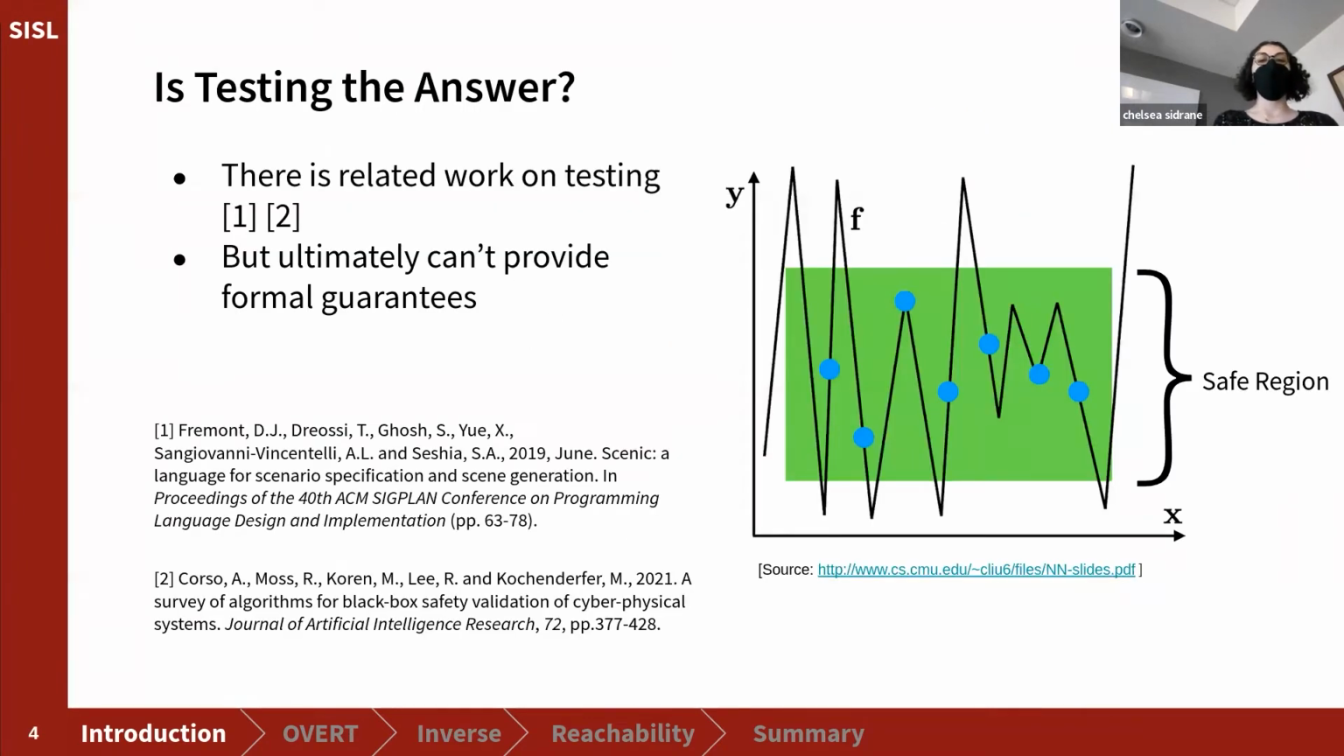There's a lot of work that uses testing to find failures in neural networks and other black box systems. And while it can provide important information about whether a system generally behaves as expected, like for example, if this function here generally lies within the green range, it can't provide a formal guarantee of safety because you're sampling at discrete points. You might miss some of these peaks or valleys and think your function lies entirely in the green region when it doesn't.